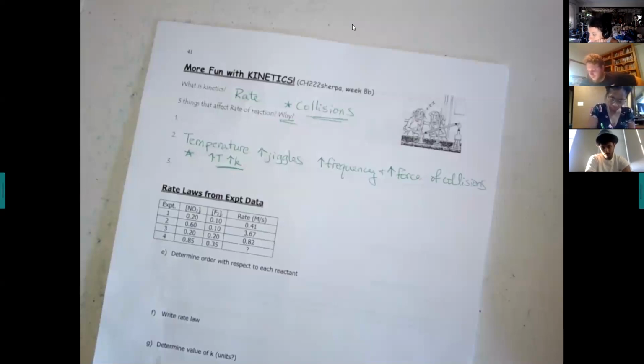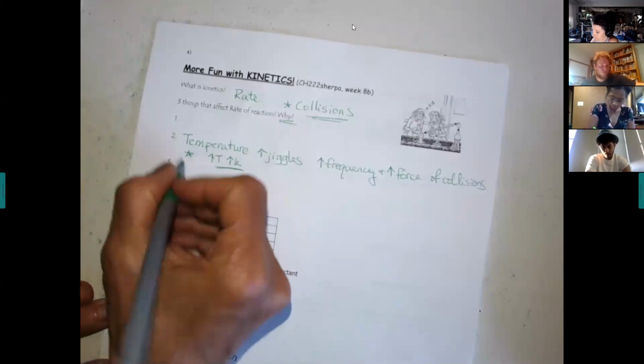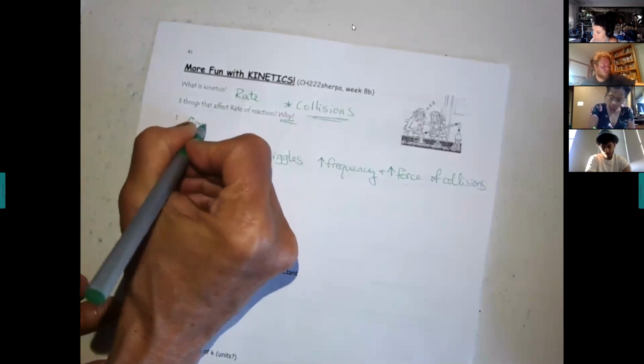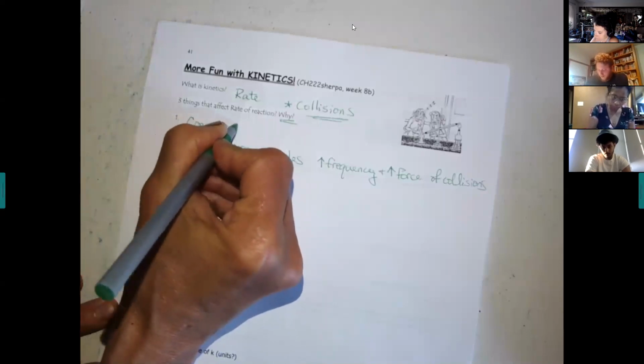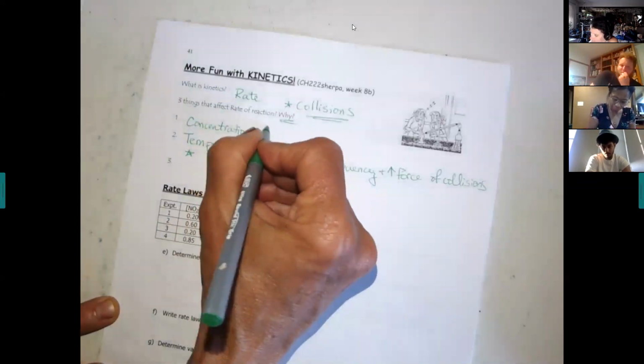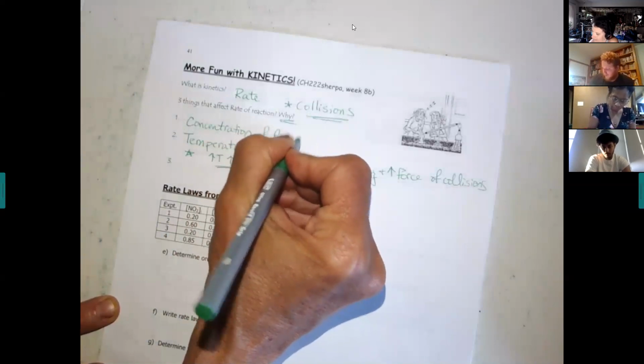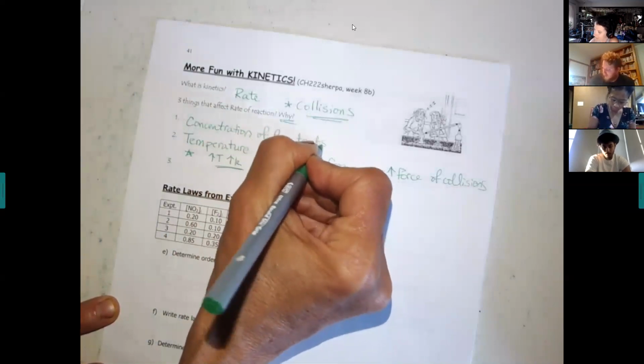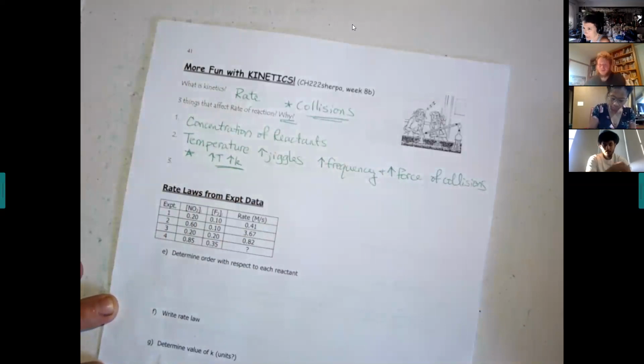Anybody else remember another thing that changes the rate? It starts with, we'll do concentration. So everybody concentrate. Or you can write down what I just wrote down: the concentration of the reactants. There is a way that the products could influence it, but I'm not going to go there. I cut that question out.